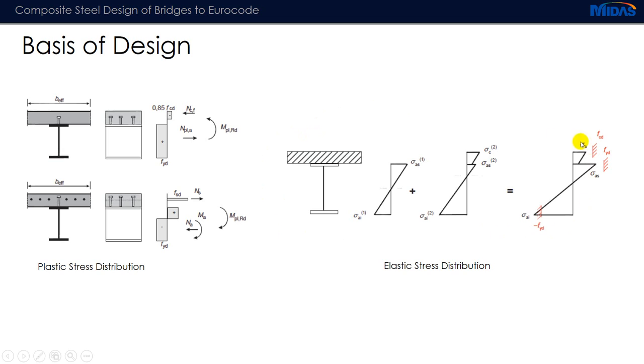And similarly, we have elastic stress distribution, where you have redistribution of stresses between concrete and steel once they become composite. The redistribution depends on the modular ratio between concrete and steel. Okay, and again, based on the cracked and uncracked properties, we'll be either using reinforcement or we'll be using the concrete slab.